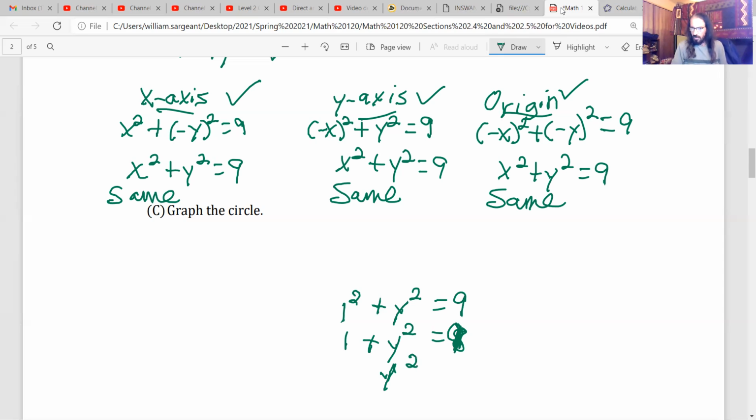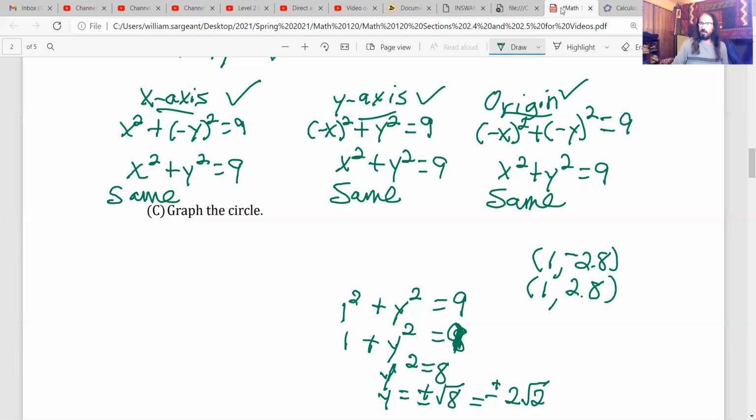So y squared equals 8, which exactly would be 2 square root of 2. We get both the positive and negative of that. But 2 times the square root of 2 should be 2.8. Yep, 2.8 when you approximate. So you would get 2 more points: 1 comma negative 2.8 approximately, and 1 comma 2.8 approximately.